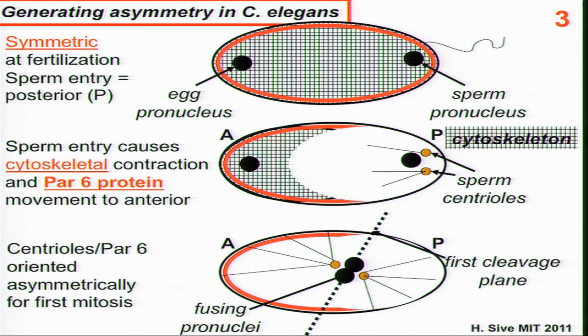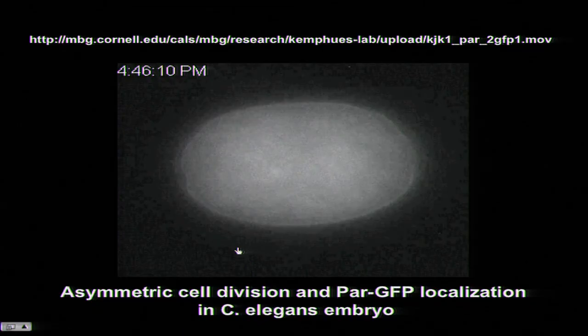Later on, the first cell division is along this dotted line here, and you can see that in the first cell division, one of the cells would get most of the PAR6, and the other cell would get very little. This is a very beautiful mechanism that's been worked out really beautifully in worms.